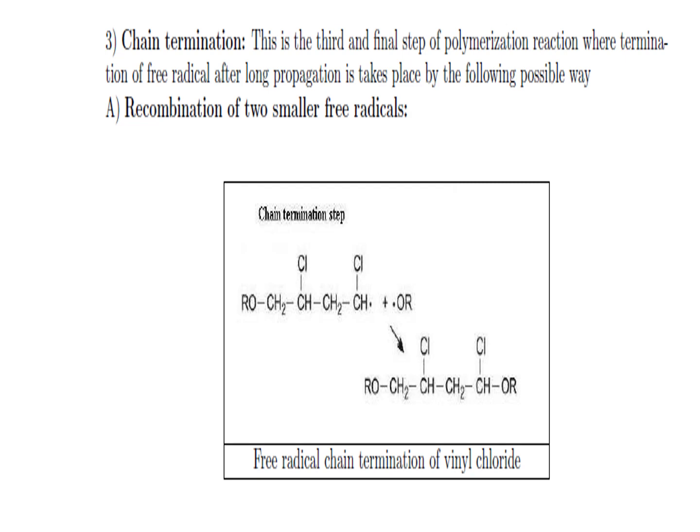And the third step is chain termination, which is the final step of polymerization reaction, where termination of the free radical after long propagation takes place by the following possible ways. It can take place through the recombination of two smaller free radicals, as I told you previously. So this is the free radical chain termination of vinyl chloride.